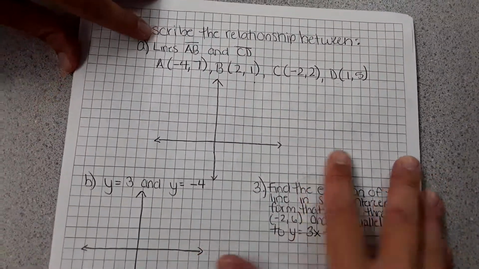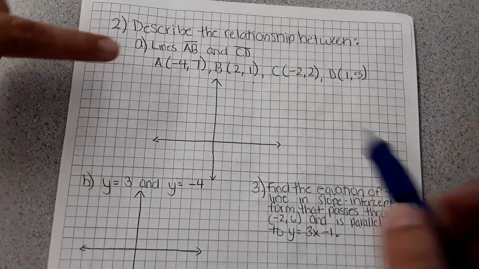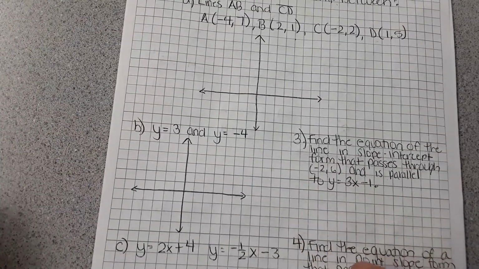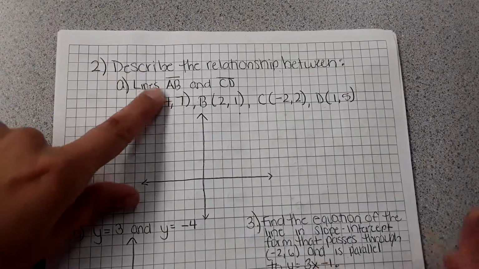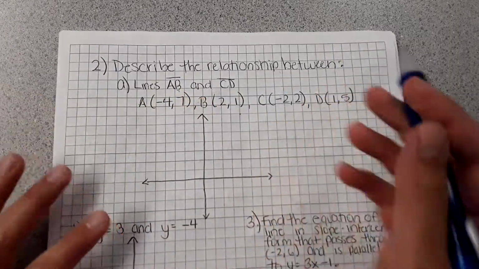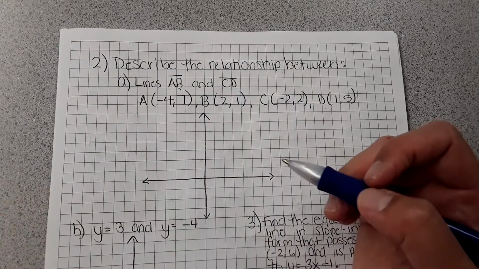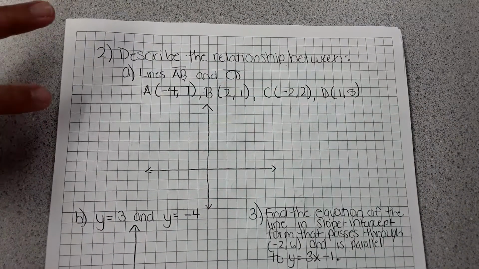So here's another type of question they gave me on the exam review that they might ask. It says, describe the relationship between, and then we have 4 problems here, A, B, C, and D. So we're going to start with A. Describe the relationship between lines AB and line CD. And they gave us 4 coordinates. Now, they aren't going to give you the coordinate plane to work with. You'd have to draw that out on the scratch paper and then plot the points.